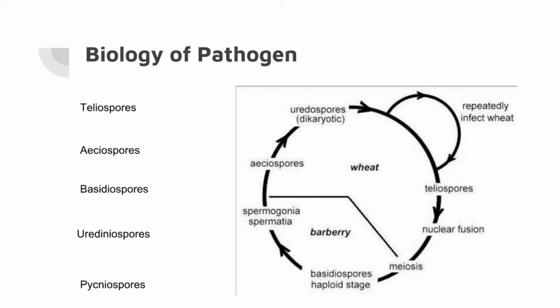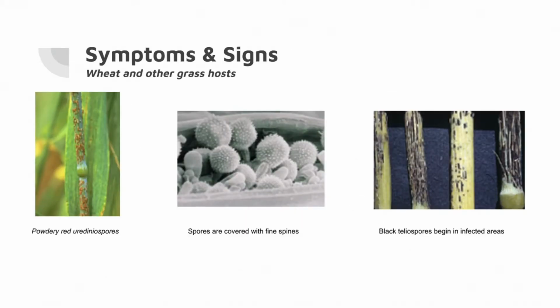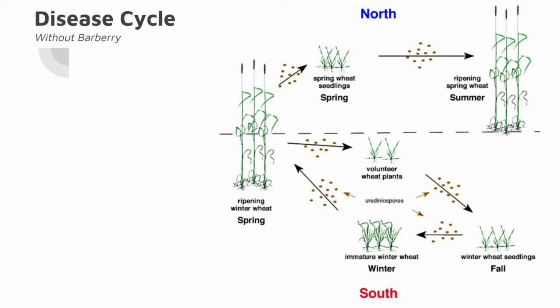urediniospores, and teliospores. Some common symptoms and signs of stem rust of wheat and other grass hosts usually start as powdery red urediniospores on top of the leaf. The spores are usually covered with fine spines, as you can see in the middle picture, and later in the disease cycle, you'll see that black teliospores begin to appear in infected areas. The primary inoculum for stem rust is known as Puccinia graminis, and it can begin a disease cycle by infecting either barley or wheat.